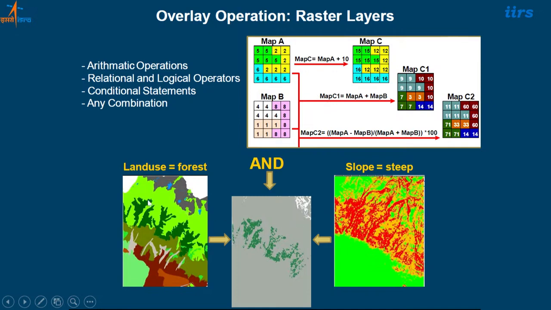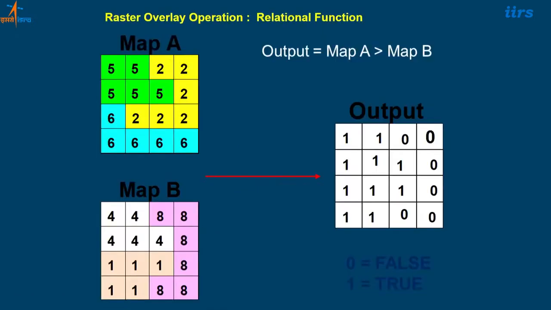Example: this is your land use, and I want forest. This has all the land use here. And here I have one AND operation, and this is a slope map, basically steep slope. I want the land use to be forest and the slope to be steep, so I want both together. I can perform an intersect operation and I will get these green polygons, which are the forest land under the steep category of slope. So you will be performing all these operations.